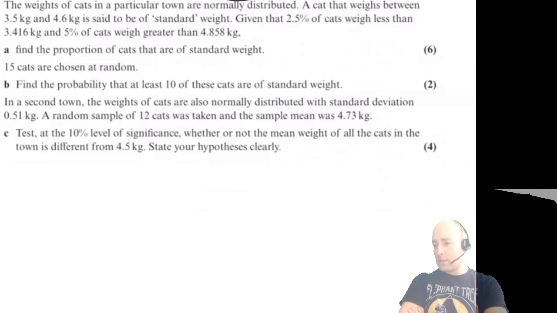Do you want 2 more minutes? I feel like no one's answered it yet. I know all these done part B. Yeah, I reckon I'll give you guys 2 more minutes to see if you can finish off. So 2 minutes on the clock.